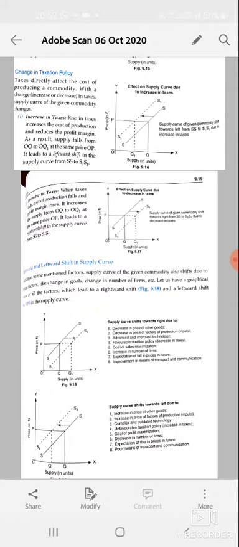Now in the next class, we will discuss the price elasticity of supply and its calculation, the kinds of price elasticity of supply, and observations, and then supply and the time period, and then this chapter will be finished.